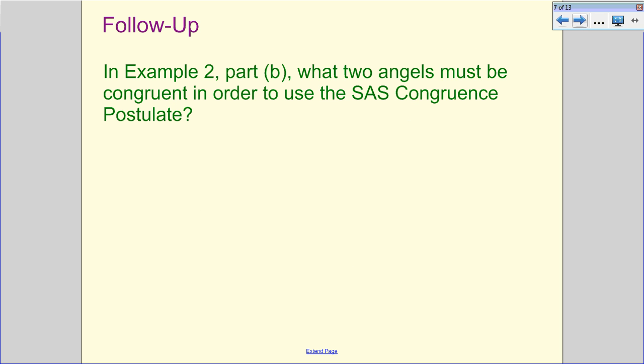All right, so in example 2, what two angles must be congruent in order to use the SAS congruency postulate? So we want to go back and take a look at which ones need to be marked there. So we will do that one in class. Okay?